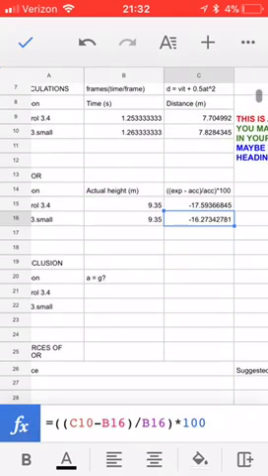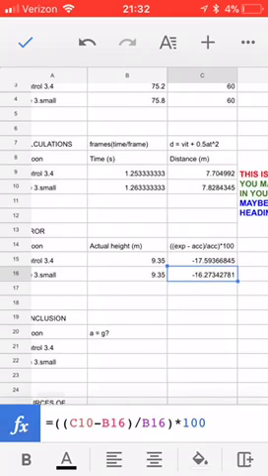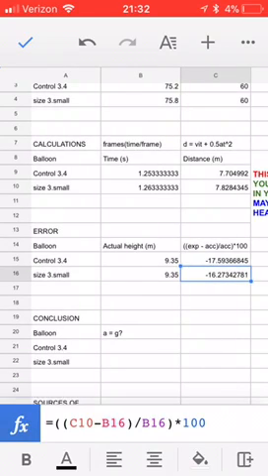Good. So there's my percent error. It's about 17 and change, 16 and change. You will be far better than that. We'll talk to you about conclusion on the next video.